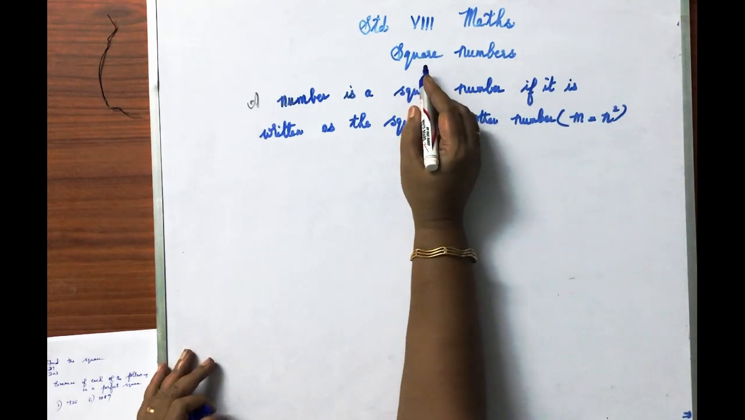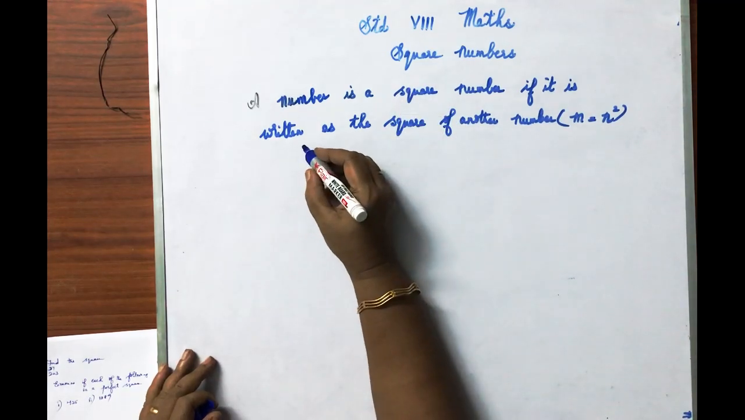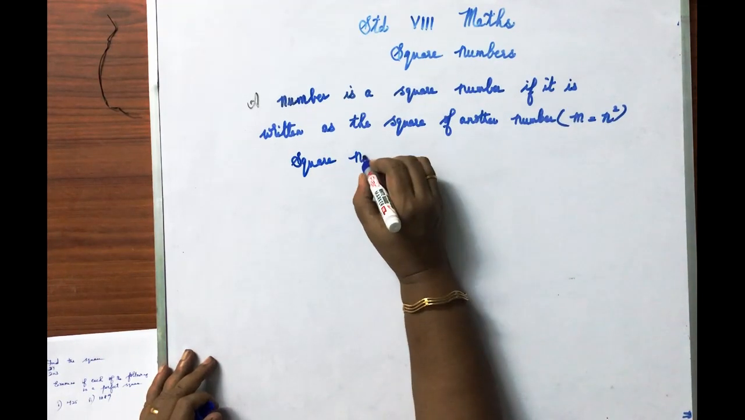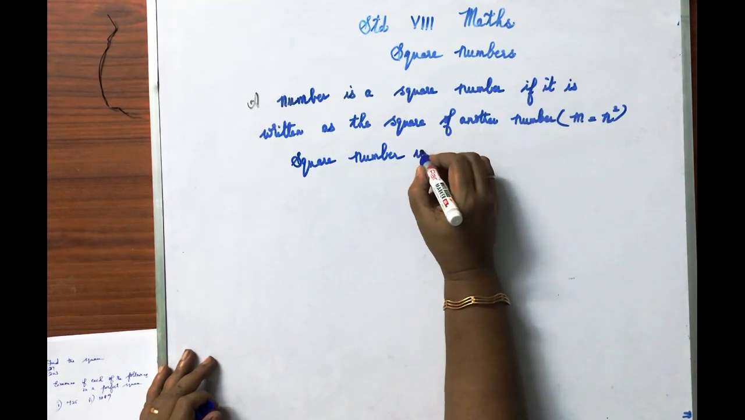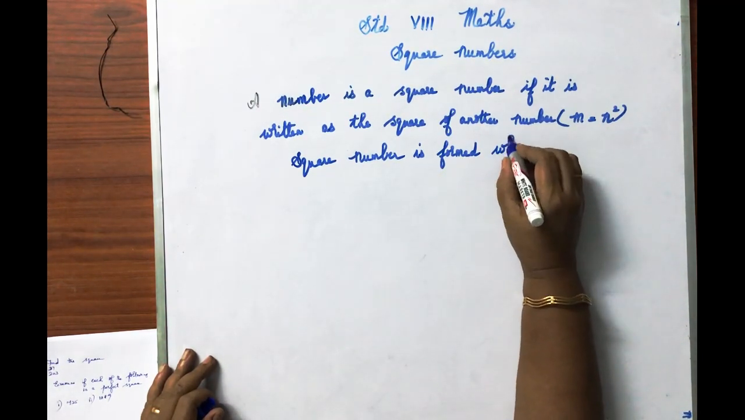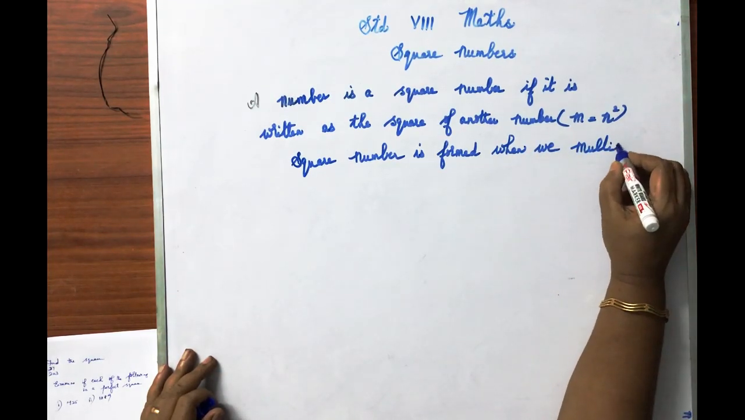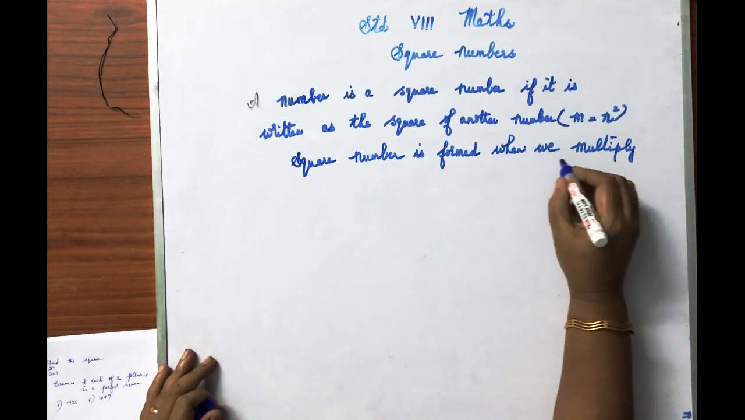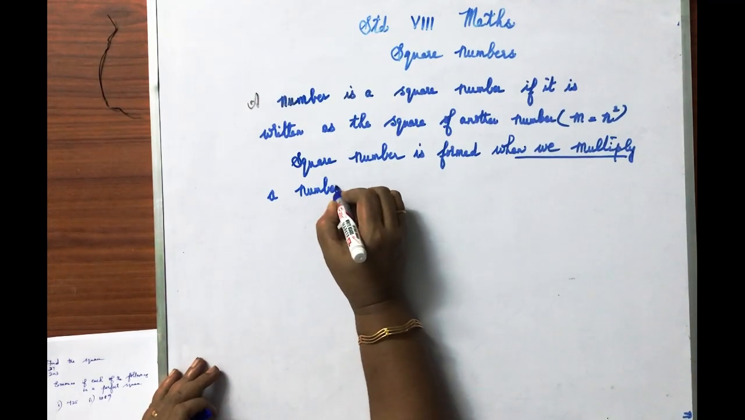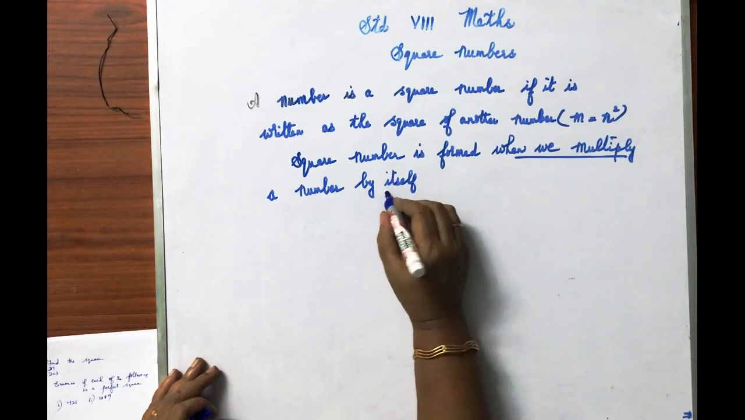And how will you find out square numbers? How will you form square numbers? By multiplying the number by itself. So, a square number is formed when we multiply a number by itself. Itself means by the same number.